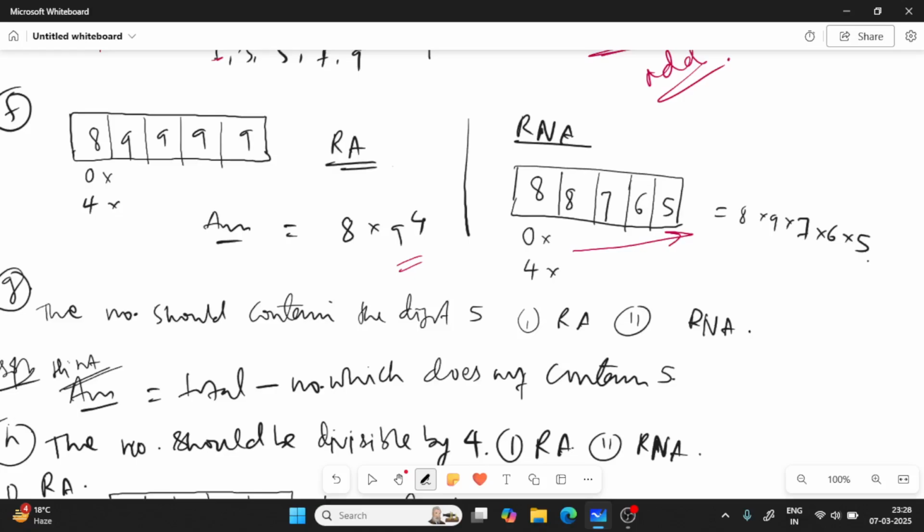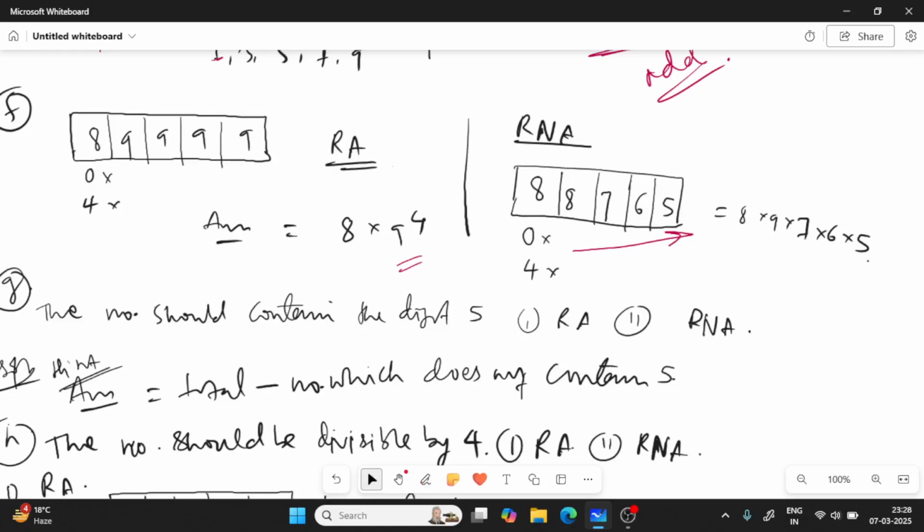Next question is related to the number should contain the digit 4, and here again two cases, replacement allowed and replacement not allowed. So suppose we are asked the number should contain 4. So what we'll do? Our required answer will be the total number minus the number which doesn't contain 4. So as we have seen here, in how many ways the number does not contain 4, when replacement is allowed and replacement not allowed, you can see clearly.